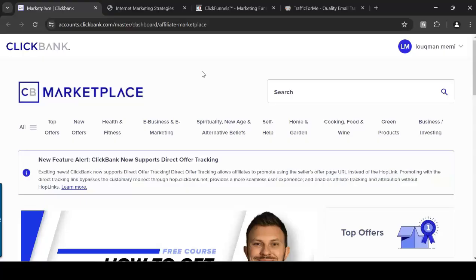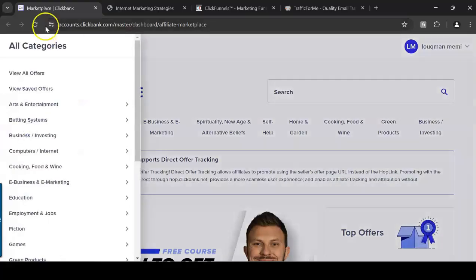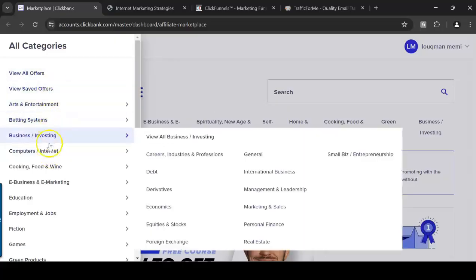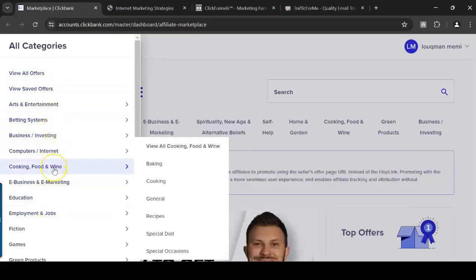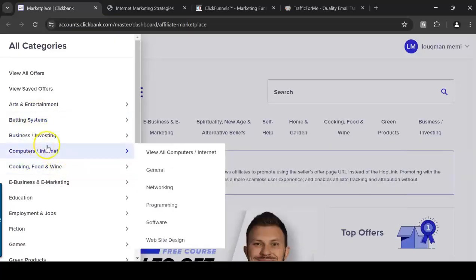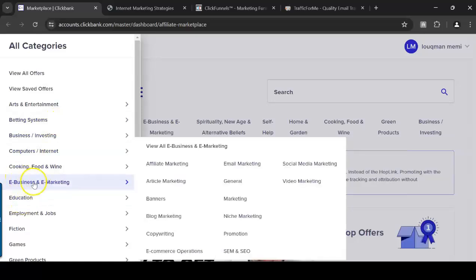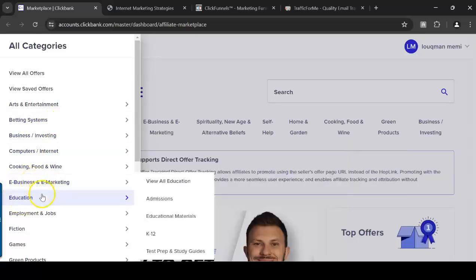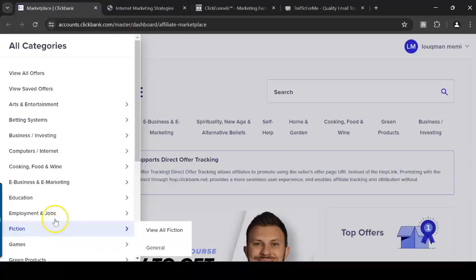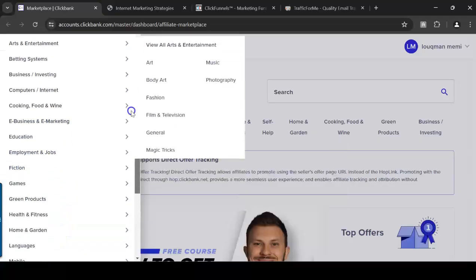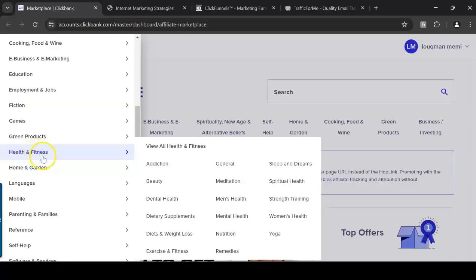So once you head over to Clickbank, you want to come here and you're going to find all these categories. Then they have subcategories as well. Now you can choose different types of products. You could go into different kinds of niches, but I normally recommend choosing anything related to e-business, e-marketing, and health and fitness. All right, so it could be anything within health and fitness.